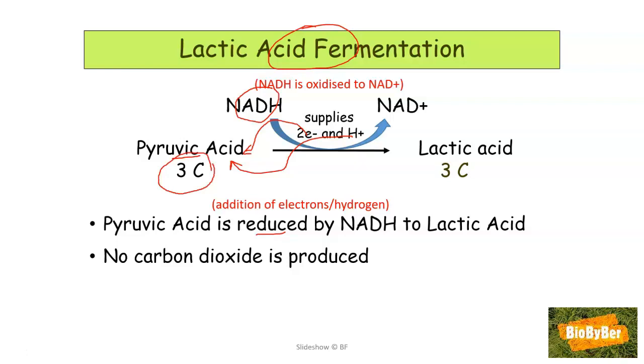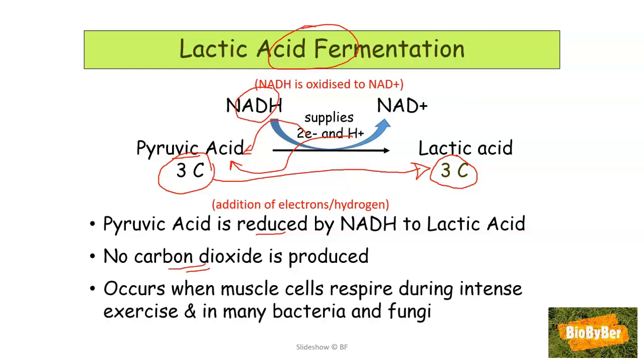If we look at the product, lactic acid, it also contains 3 carbon atoms. So the 3 carbon atoms in the reactant is balanced by the 3 carbon atoms in the product. So therefore, from a chemical point of view, no carbon dioxide will be produced. Now, lactic acid fermentation occurs when muscle cells respire during intense exercise. In actual fact, the lactic acid buildup is responsible for muscle soreness.